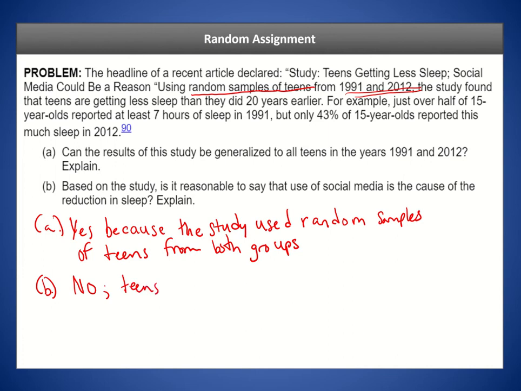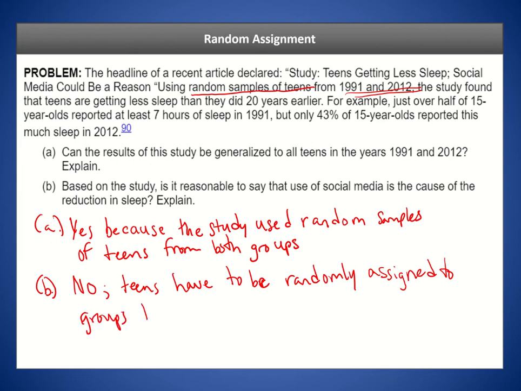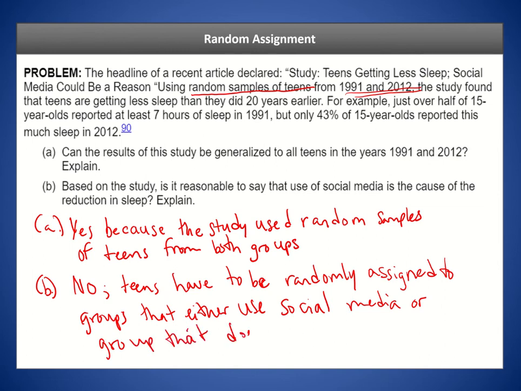The teens have to be randomly assigned. So this is random assignment. They have to be randomly assigned to two groups, either a group that uses social media, or a group that does not, a group that avoids it.